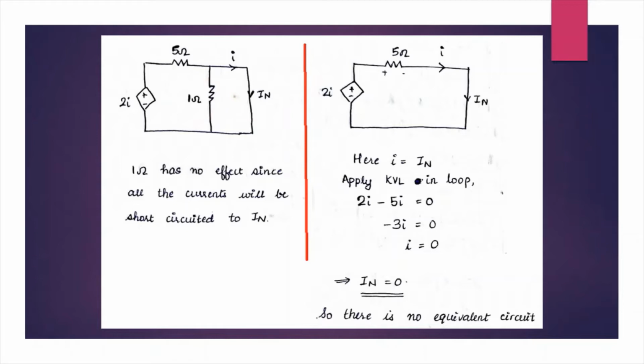Here if we try to find I, which is the same as IN, and 2I is the voltage source, which is a dependent voltage source. If you write the KVL in that loop, we will get 2I minus 5 into I equal to 0. So the value of I will be 0, which means that the Norton's current is 0. Norton's equivalent circuit is a current source in parallel with internal resistance, but here there is no current source itself, so we need not go to the next step. So there is no equivalent circuit for this question.